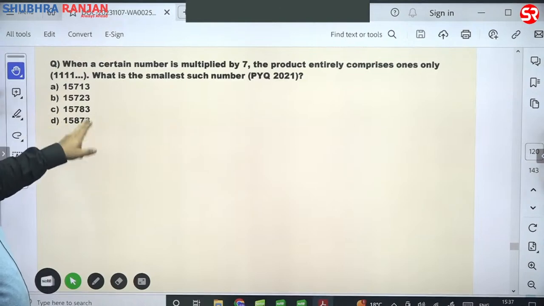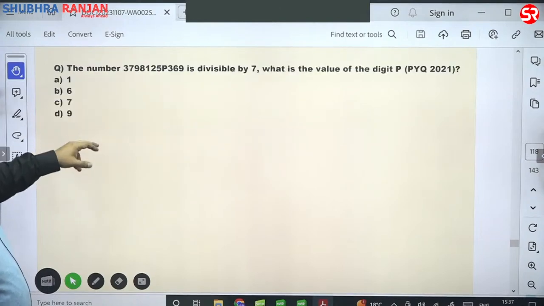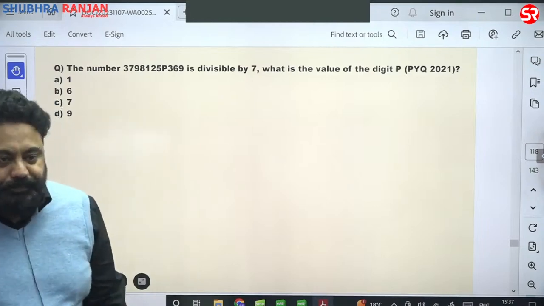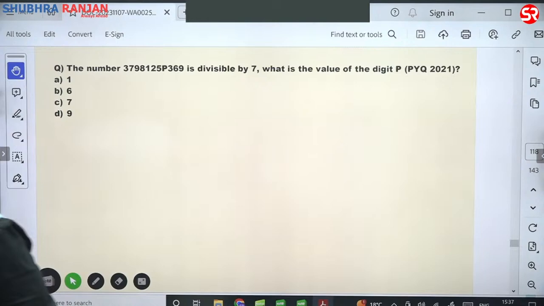See this question. Divisibility rule of 7. I think this is too easy. See this, 2021, divisibility rule of 7. Do it. The number 3798125p369 is divisible by 7. What is the value of p? Divisibility rule of 7.